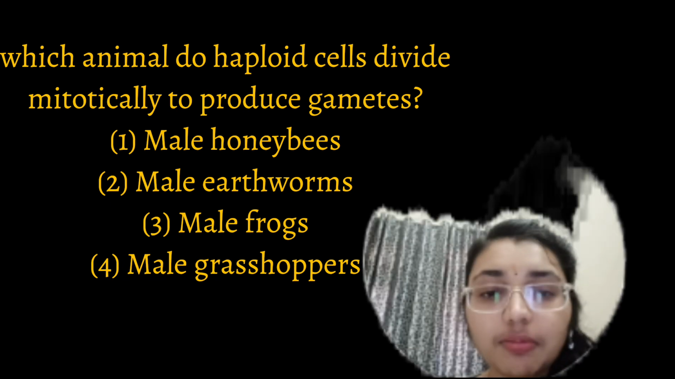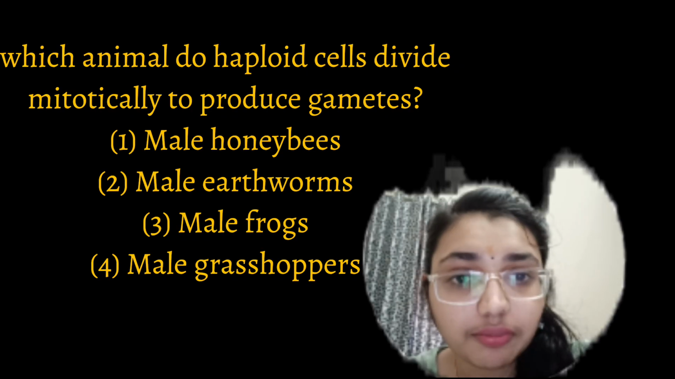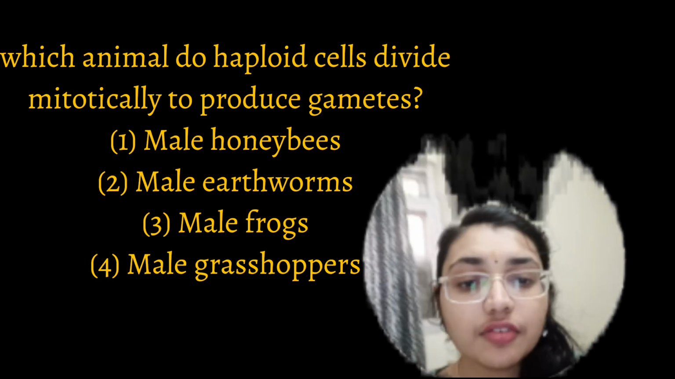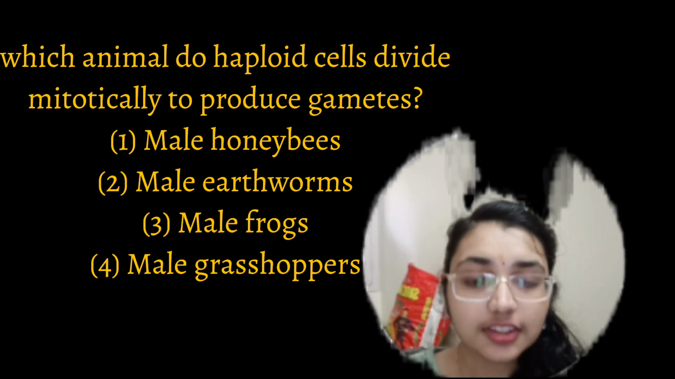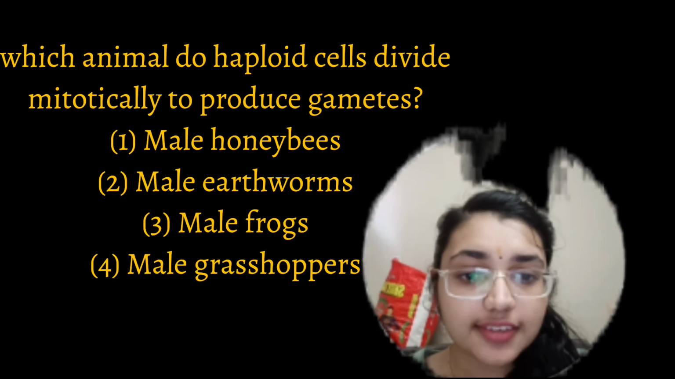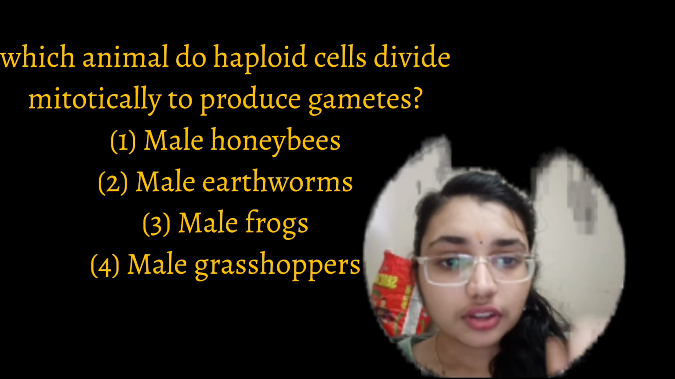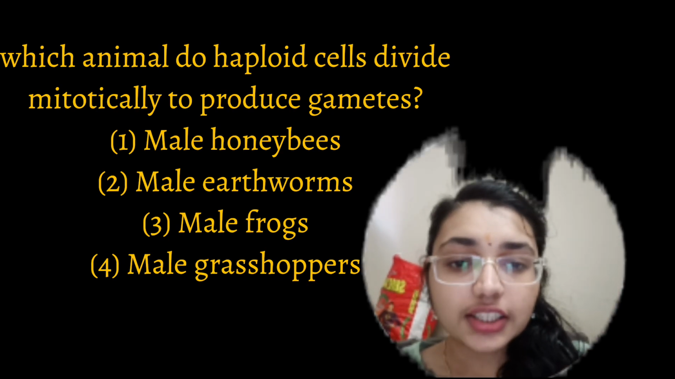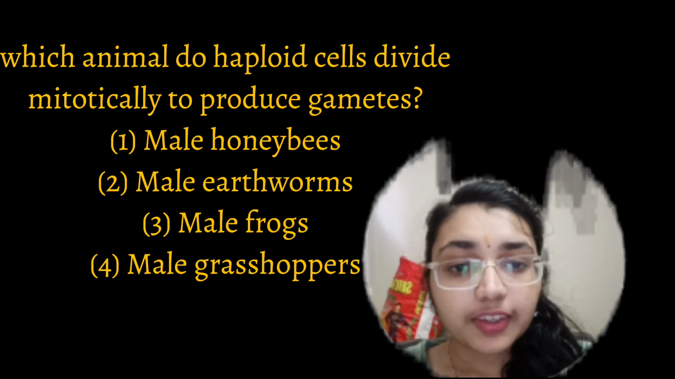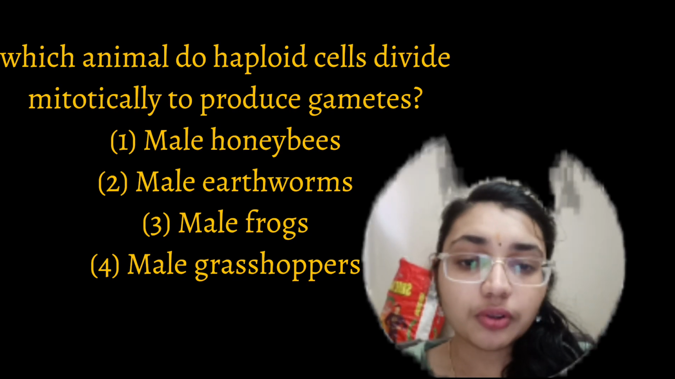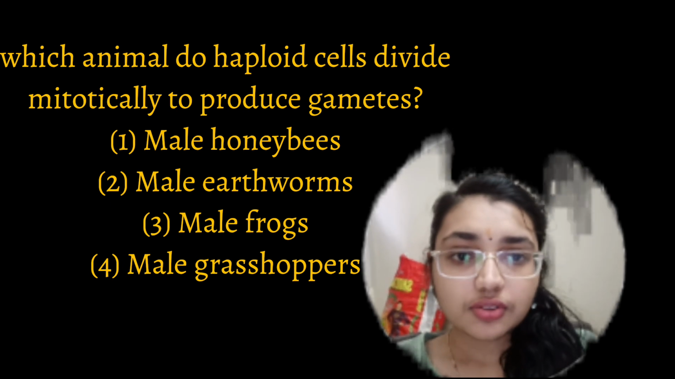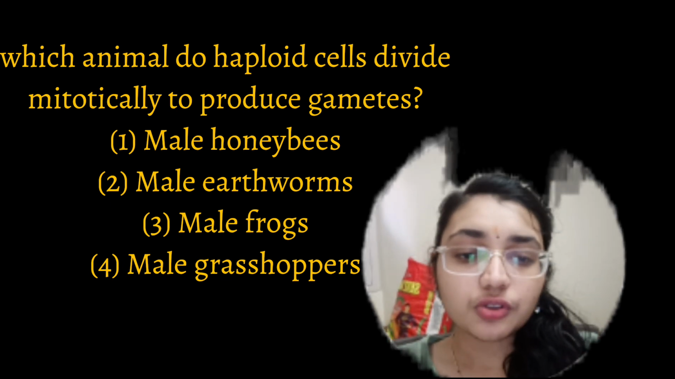The male honeybees are haploid. That means these are the drones, and they develop from an unfertilized egg. Since they are already haploid, that is n number, their spermatocytes undergo mitosis, not meiosis. They produce sperm, and this unique feature of haplodiploid sex determination is seen in the honeybee. So that's why the male honeybee is the answer for this question.